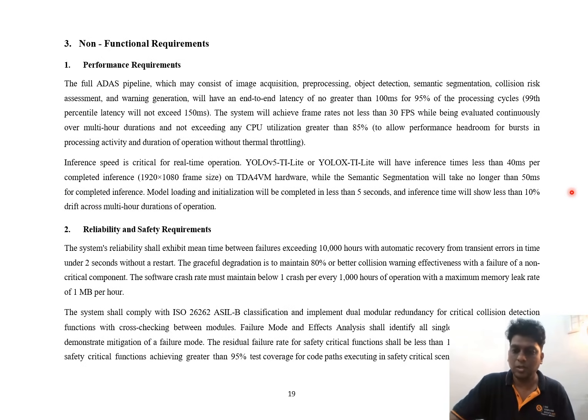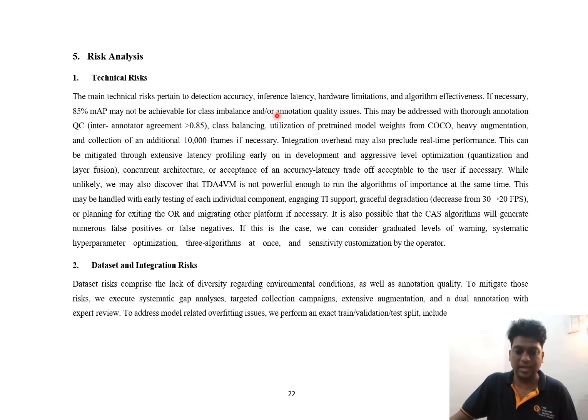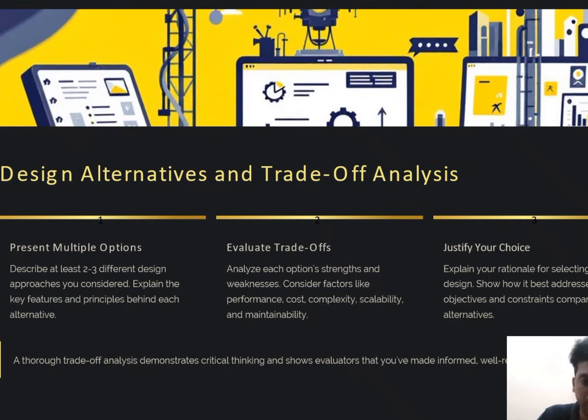Performance means, after we implement all these things, how it will react; that we call the performance requirements. Then the safety requirement, whether it is not harmful to the user. Additionally, the environment-based, usability and maintenance requirements. Then we should study what feasibility we need for this project. Risk analysis: what are the risks when we are implementing this project? What type of risk we have to face, we need to analyze the technical risk and the dataset risk. Okay, fourth part, a very important part.